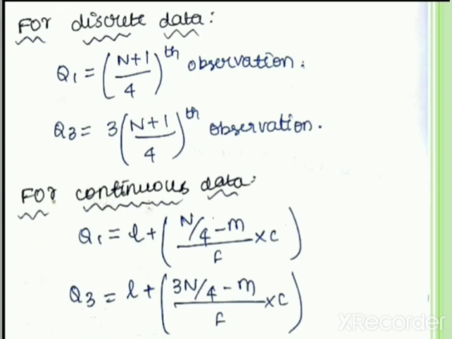Similarly, for quartile deviation, for the first quartile we use Q1 is equal to L plus n by 4. In the place of n by 2 in the median formula, we use n by 4 minus m divided by f into c. That is the first quartile formula. Similarly, for the third quartile, the same formula, but in the place of n by 4, we use 3n by 4 minus m divided by f into c. The third quartile formula is L plus 3n by 4 minus m by f into c.